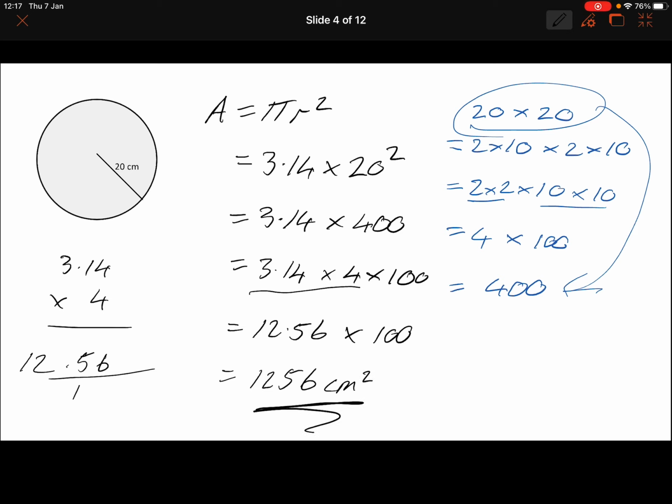So 1,256 centimetres squared. That would be the area of a circle with a radius of 20 centimetres and a diameter of 40 centimetres, okay? Right, moving on to what today's lesson looks at.